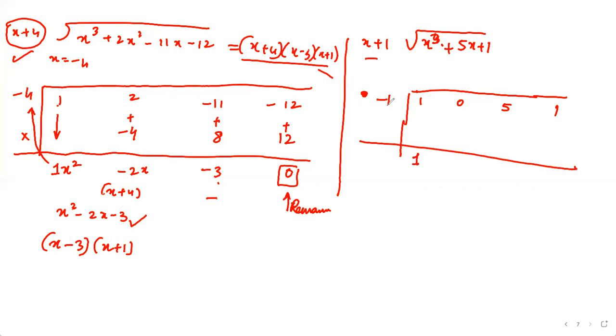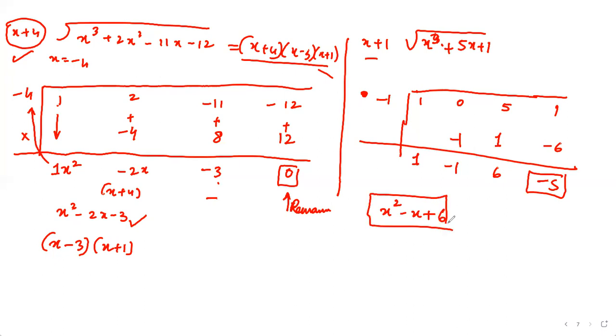So here what we get is the first number you bring down as it is. 1 times negative 1 is negative 1. 0 plus negative 1 is negative 1 itself. You multiply these two, you get 1. 1 plus 5 is 6. 6 times negative 1 is going to be negative 6. And so your remainder here is negative 5. And the quotient that you get is x squared minus x plus 6. So that's your synthetic division at its best. We'll do some practice problems next class.